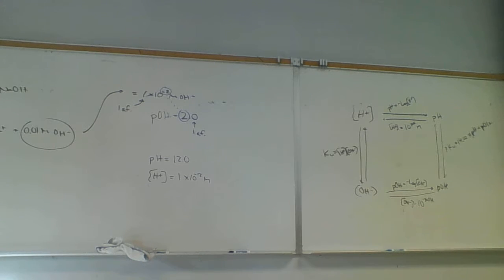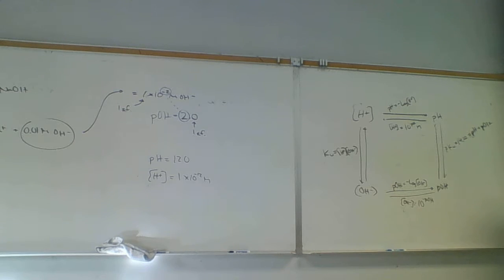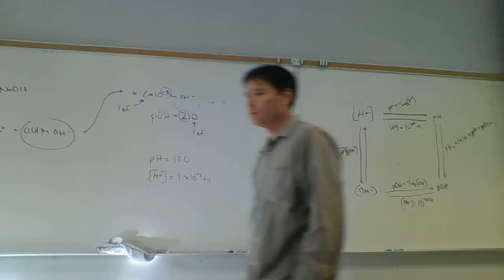Well, they fixed it here. They got the pH correct. The pH should be 12. They didn't do the sig figs correctly, though. But the H plus? Well, if 12 is the power of the hydrogen, then we just plug that in as the power here. 10⁻¹² molar.